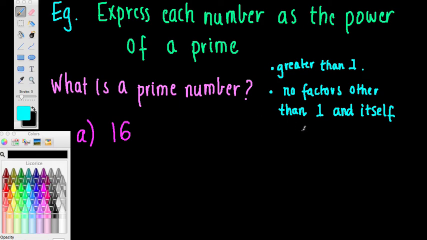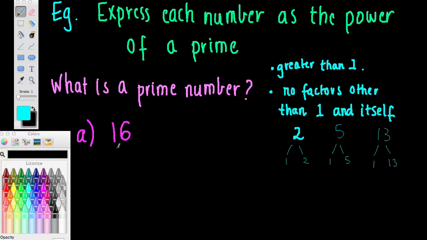So, for example, the number 2. What are the factors of 2? Well, we've only got 1 or 2. What about the number 5? What are the factors of 5? 1 and 5. What about a bigger one? Maybe 13. Can you think of any numbers that go into 13 apart from 1 and itself? There aren't any. These 3 numbers here are prime numbers.